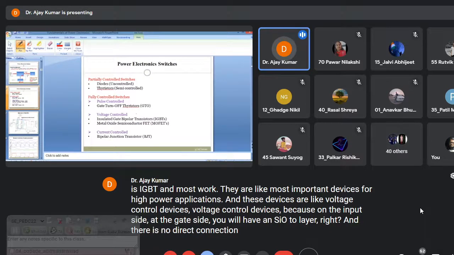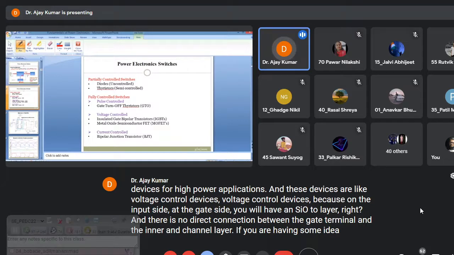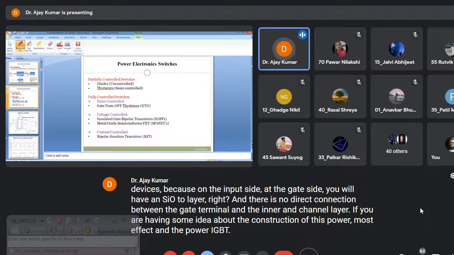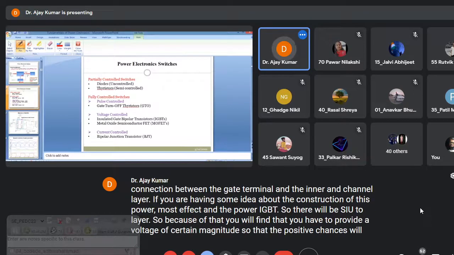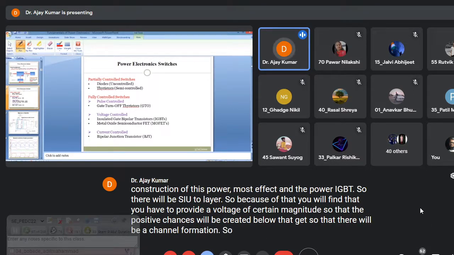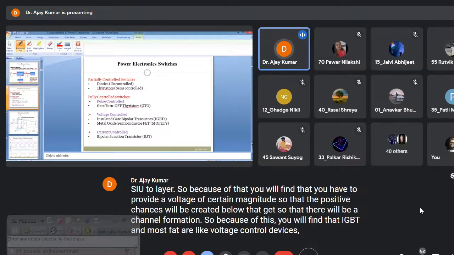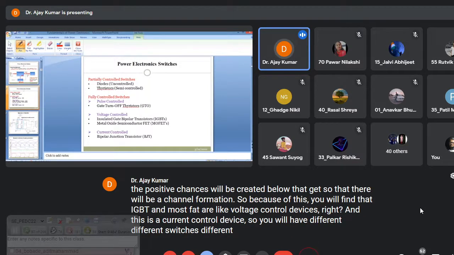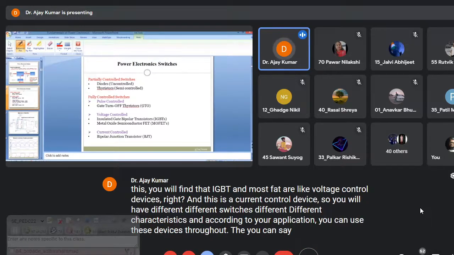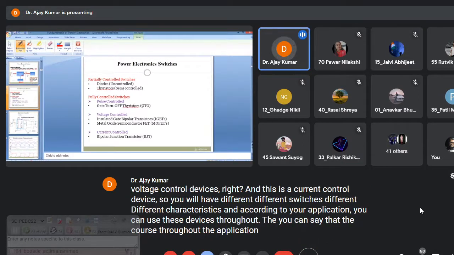If you have some idea about the construction of the power MOSFET and the power IGBT, there will be an SiO2 layer. Because of that, you have to provide a voltage of certain magnitude so that positive charges will be created below the gate, and there will be channel formation. So because of this, the IGBT and MOSFET are voltage control devices, right? And the BJT is a current control device. So you will have different switches with different characteristics, and according to your application, you can use these devices. Throughout the course, throughout the application part, you just need to utilize these devices only.